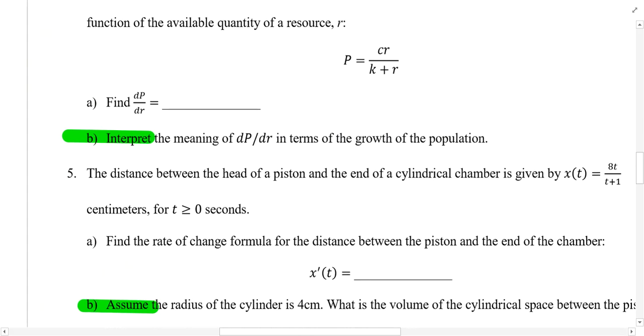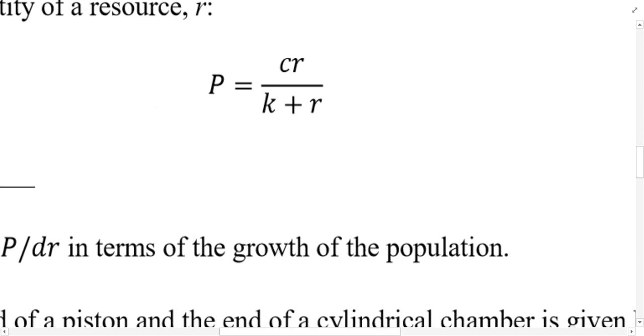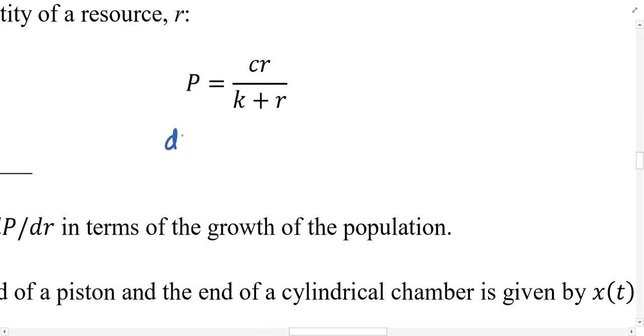So I think with part B here in number 4, this is in the second packet, the first thing that we've got to recognize is that C and K are going to be some constant or some numerical value. So if we were to find the derivative of P with respect to R, well, we're going to use our quotient rule, and our quotient rule says to take the low function, K plus R, and multiply it by the derivative of the upper function.